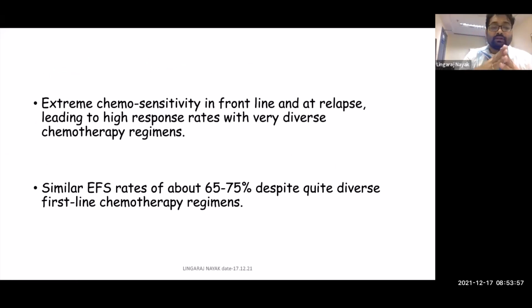So an important principle to understand in ALCL is that it's an extremely chemosensitive disease, both upfront and at relapse. Unlike diffuse large B-cell lymphoma, where if the patients have relapse, the outcomes are definitely not as good. But if you see ALCLs, they have chemosensitivity even at relapse. And if you see the event-free survival rates in whatever protocol you use, specifically in the ALK positive group, the outcomes are around 60%.